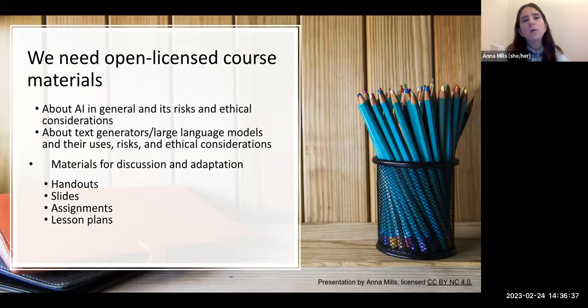So we need course materials on those topics: about AI in general, its risks and ethical considerations, and about large language models. It would be great to see handouts, slides, assignments, lesson plans. It would be so useful if we could share these immediately and adapt them as the technology changes.